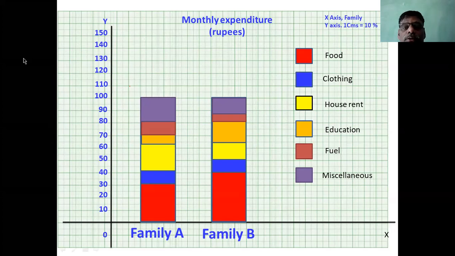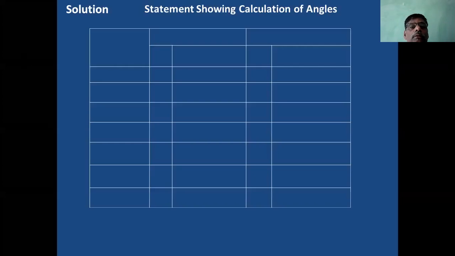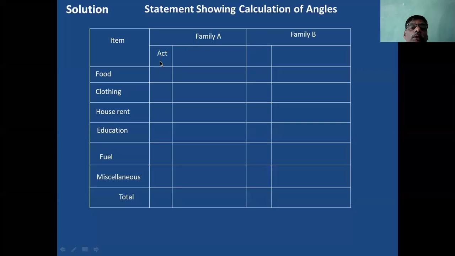Then the same problem I will solve on the basis of a sector diagram. Sector diagram means pie diagram. For the pie diagram, you have to calculate the angle. So for this, I will make columns: items, food, clothing, education, fuel, total. Item of expenditure, family A, family B, actual and degree. Like this, you make the columns. For one set, actual and degree are required. For the second set, actual and degree.